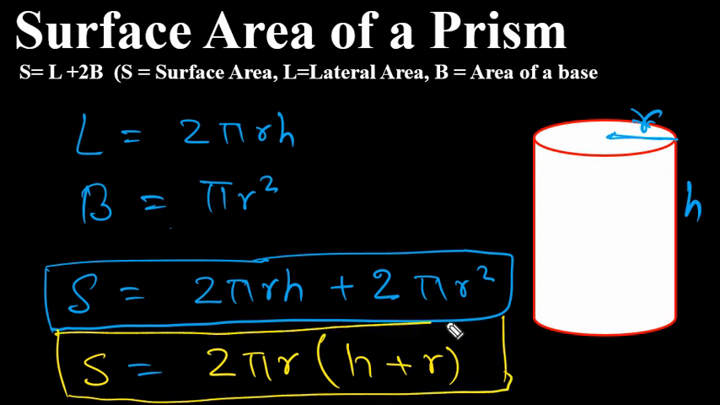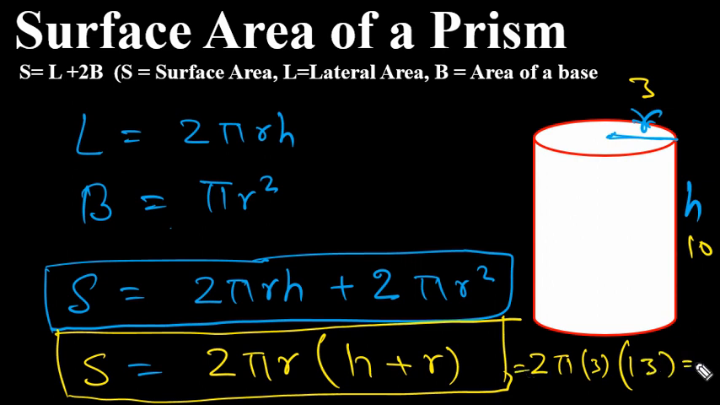Okay, now if I know the radius is 3 and the height is, let's say, 10, I will simply put in this formula 2 pi times 3, and then h is 10 plus 3, which is 13. So just solve straight away from here and you will get your same answer. Solve this and check with the previous question that we have done. Are you getting the same answer, right? Okay, let's move on to the next question.